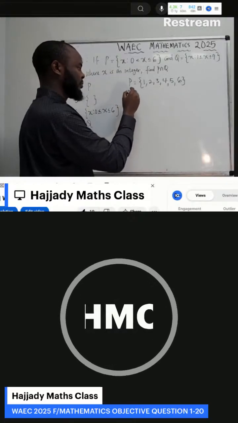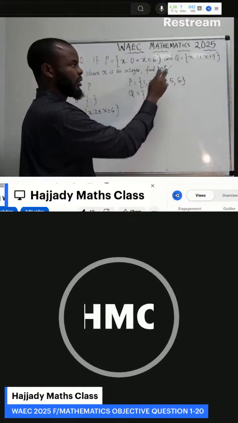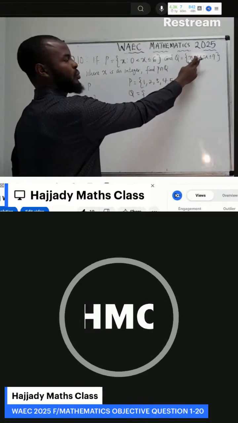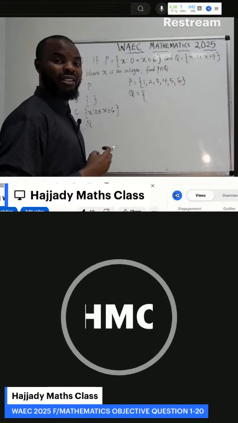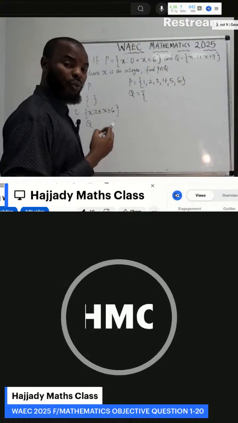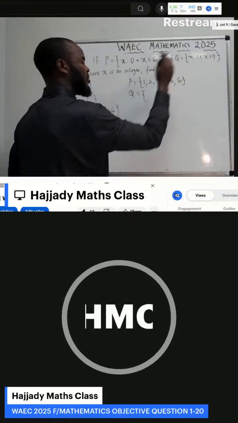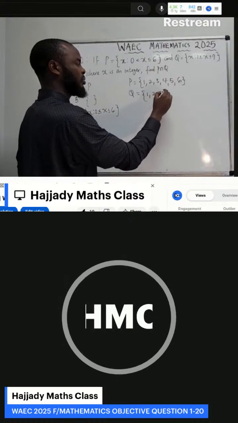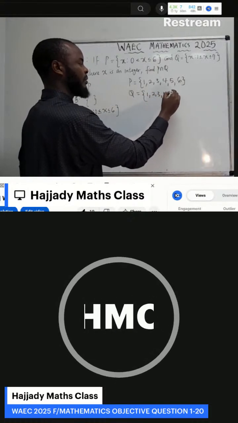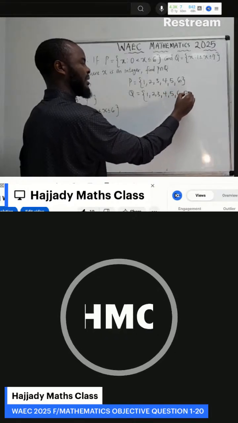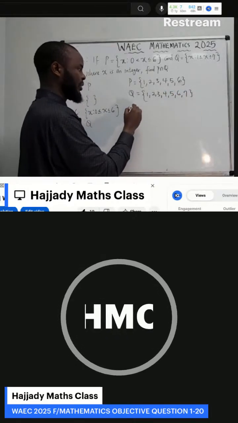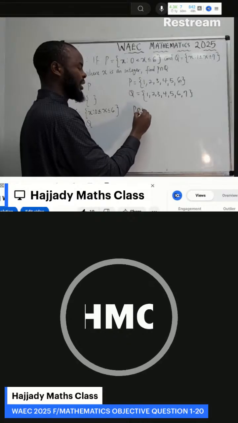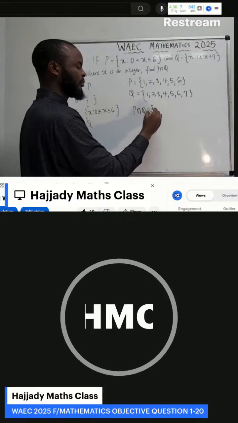What about Q? Here we have X such that 1 is less than or equal to X. That means less than or equal to shows 1 is inclusive, and 7 is also inclusive. So here we have 1, 2, 3, 4, 5, 6, and then 7. And the question is, what is P intersection Q?